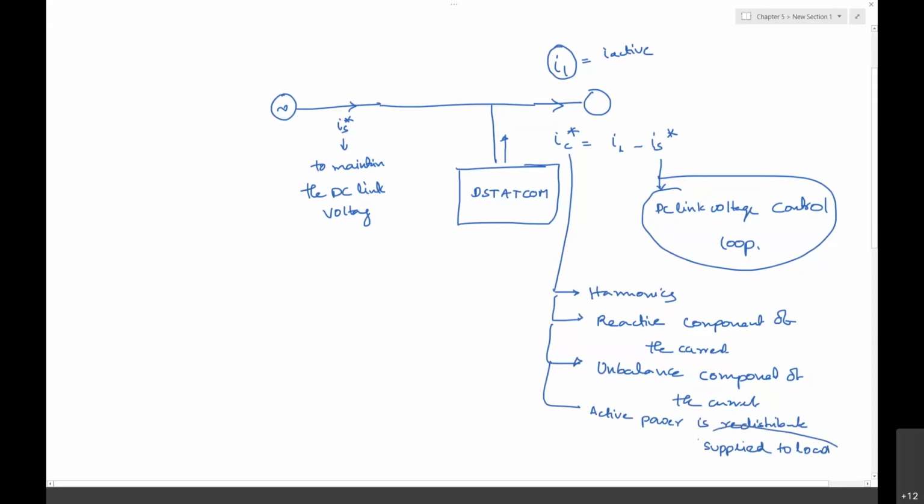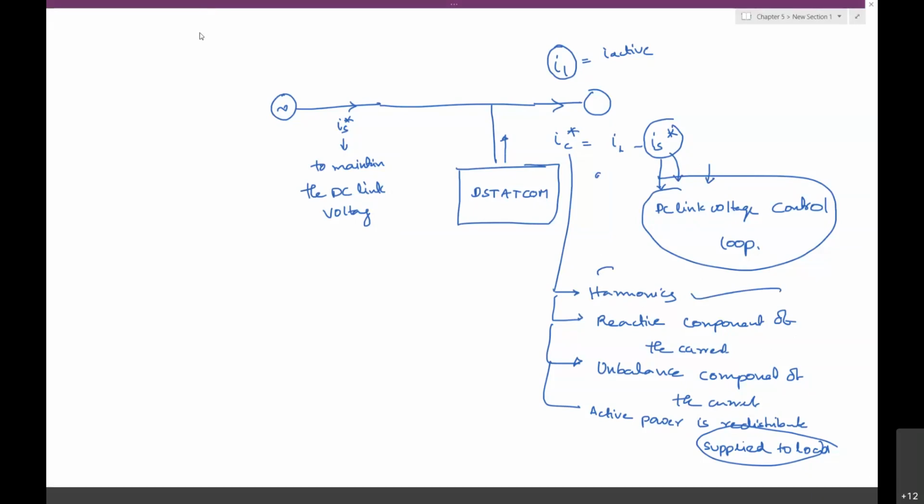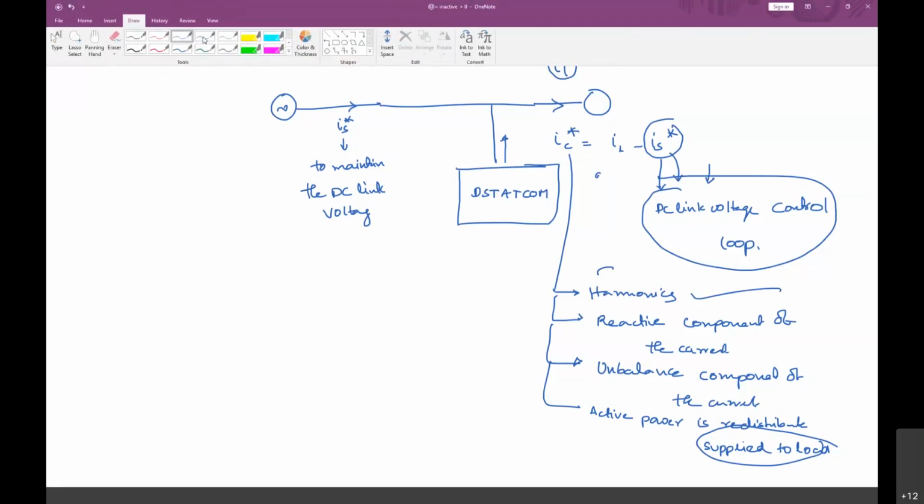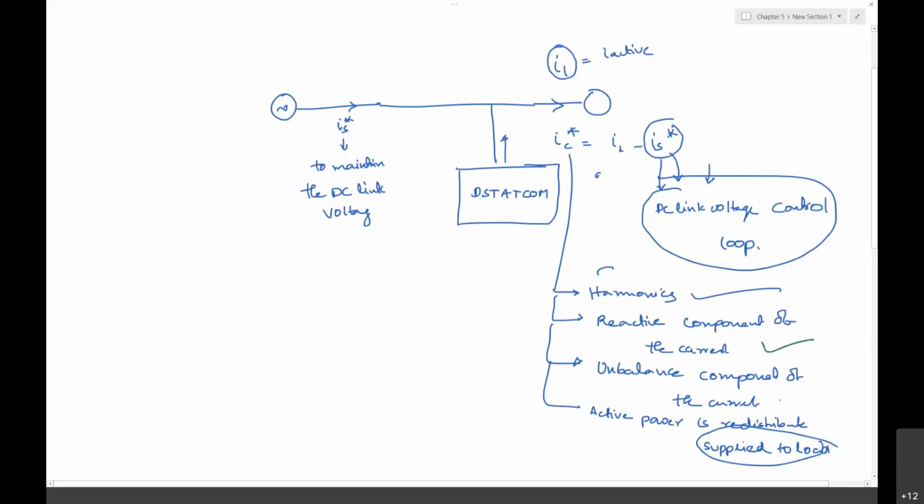Why is it going to supply to the load? Because see, this I star is only to regulate the DC link voltage. In that case, the load requires that amount of current. You see this particular current, IL star minus IS star. This IS star is for regulating the DC component current. The rest of the current, when you do this IL minus IS, we are going to get harmonics, and we are going to get this particular reactive component of the current, as well as unbalanced current.